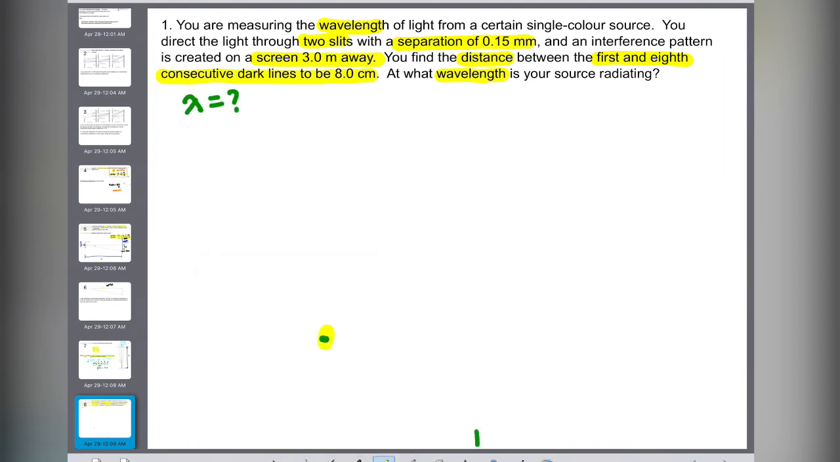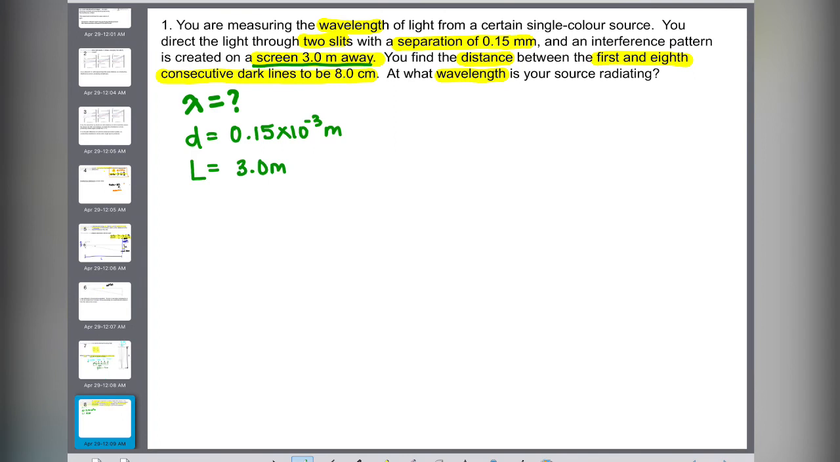Okay, and then they said, I have 2 slits. I'm dealing with double slit. The separation is 0.15, so that is D. The distance between the 2 slits, that is D, 0.15 millimeters. So that means times 10 to the negative 3. You can divide it by 1,000. And the interference is created on a screen 3 meters away. Okay, the screen means the L.